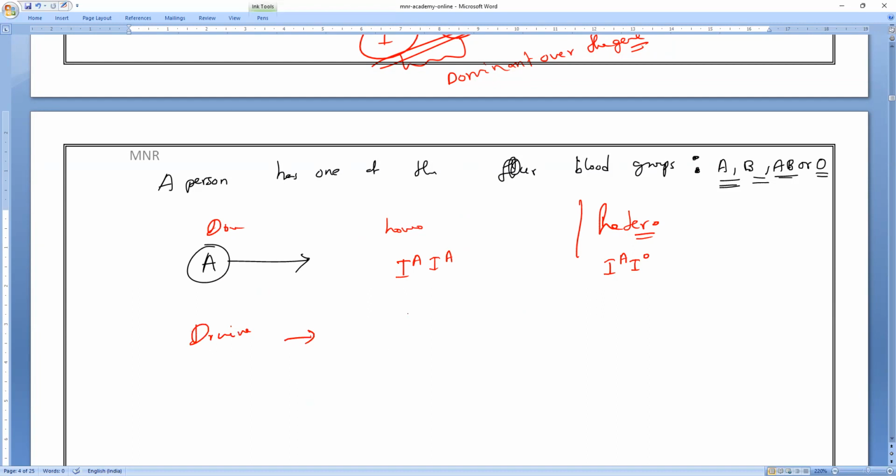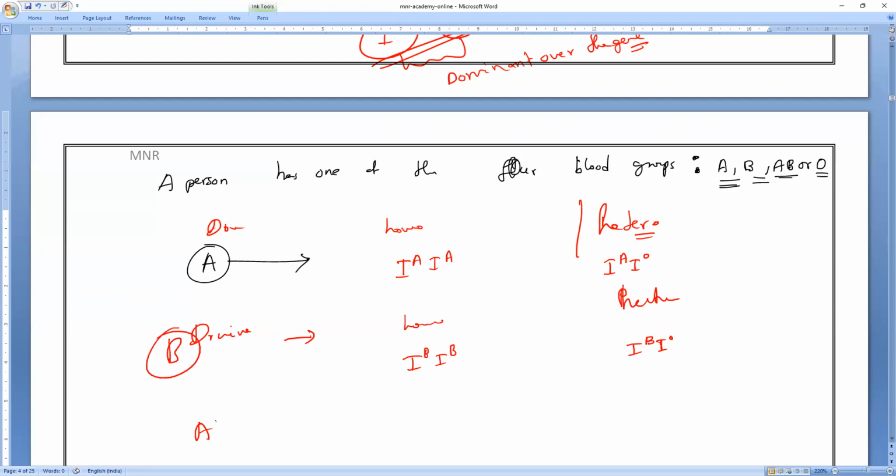Dominant B means again homozygous or heterozygous. Homozygous means I power B, I power B, and heterozygous means I power B, I power O. Please respond. This is the B group.